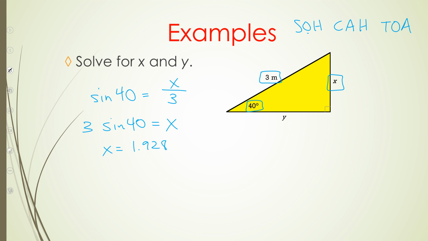Now I need to solve for y. There's a couple different ways you can do that, because notice now I have a right triangle and I know two of the sides. How can I solve for y? Bingo, Pythagorean theorem. But if you use Pythagorean theorem with 1.928, you're going to get an answer that's not accurate. That's why I had you store it. But I would not recommend that approach to it. Okay? We're going to use trig.